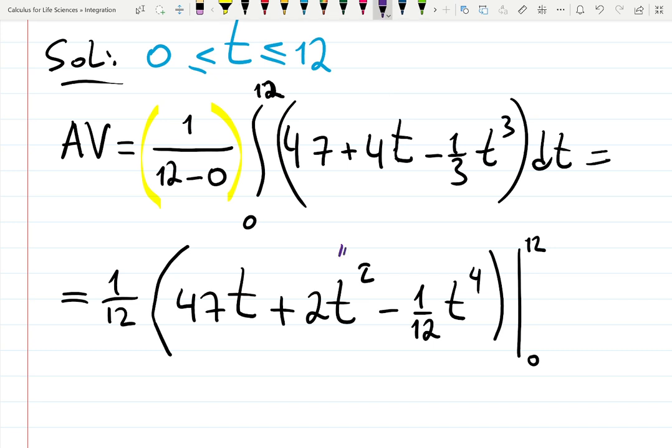4t gave you 4t squared over 2, and that's how it got into 2t squared. And then minus 1/3 t cubed became minus 1/3 t to the 4 over 4. And the more you do it, the faster you can simplify the fractions. Minus 1/12 t to the 4.